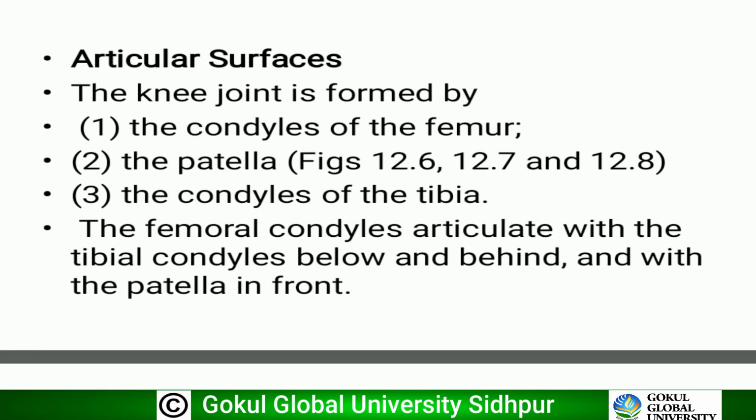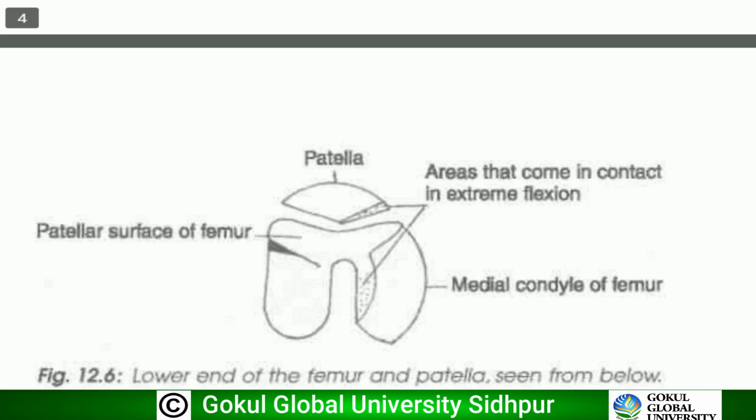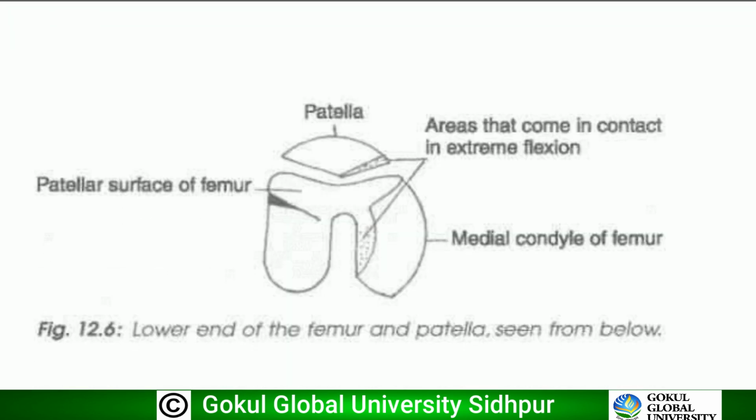Articular surface. The knee joint is formed by the condyles of the femur, condyles of the tibia, and the third one is patella. The femoral condyles articulate with the tibial condyles below and behind, and with the patella in front. Lower end of the femur and patella seen from below. Patellar surface of the femur, patella areas that come in contact in extension and flexion, medial condyle of the femur.